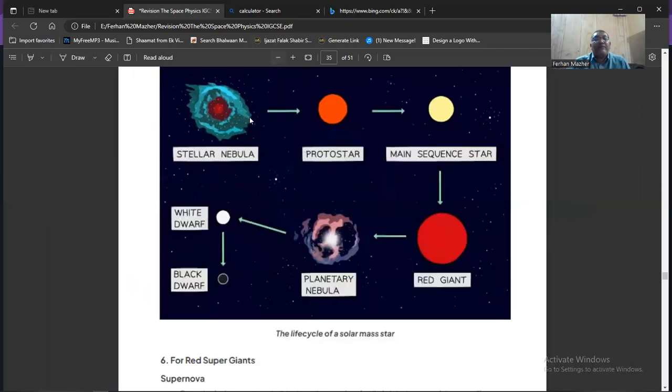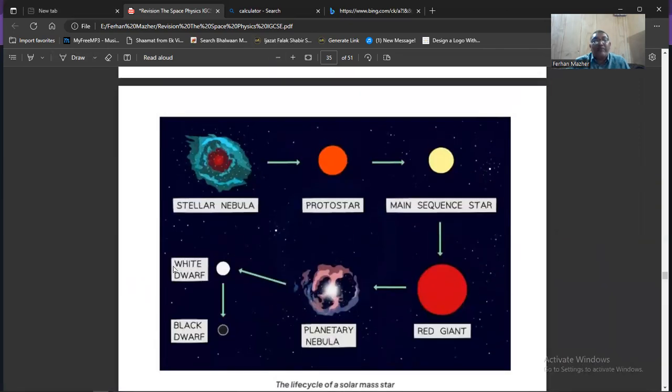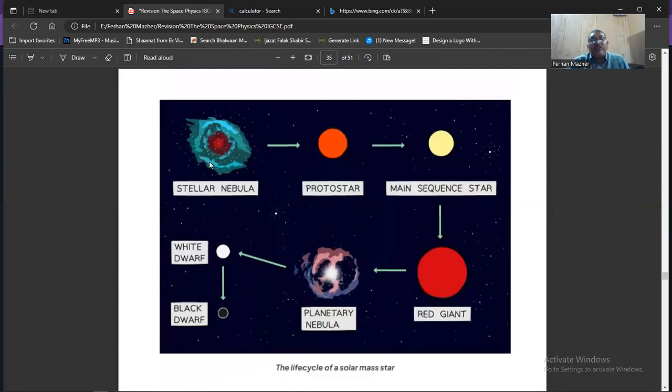So here we have the life cycle of a solar mass star. The stellar nebula converts to the protostar, then it converts to the main sequence star, then it forms a red giant, and then a planetary nebula, then a white dwarf, and then a black dwarf, and then it disappears.